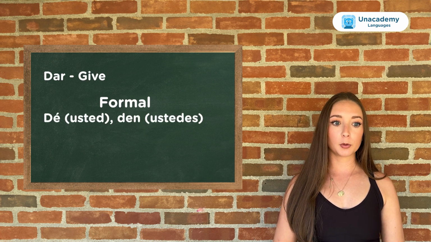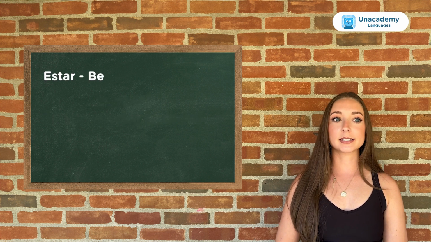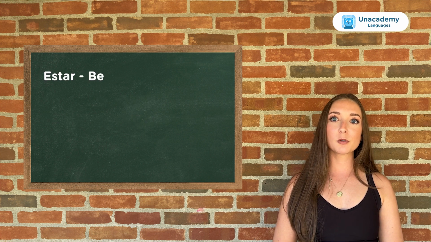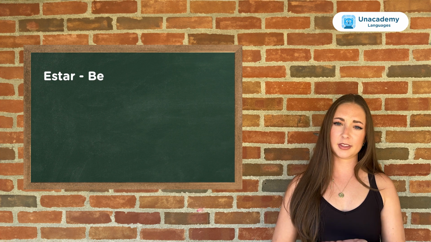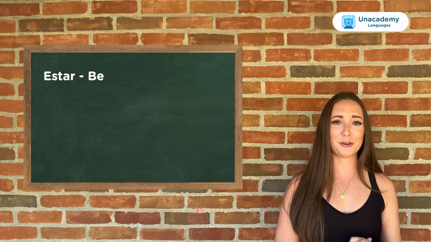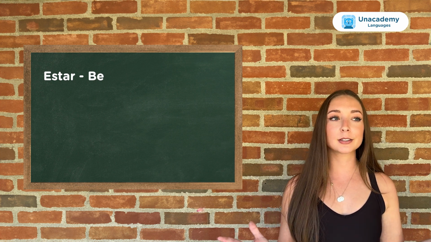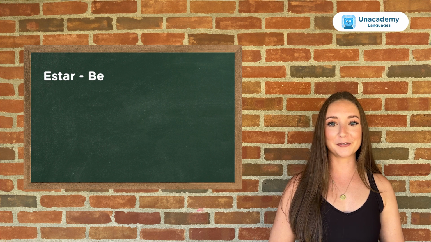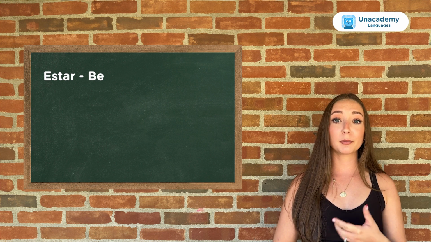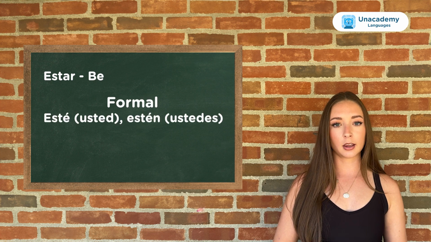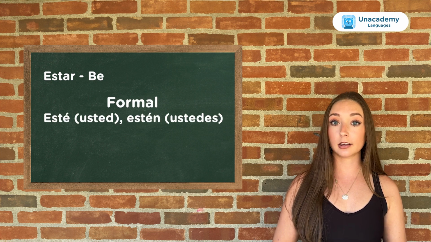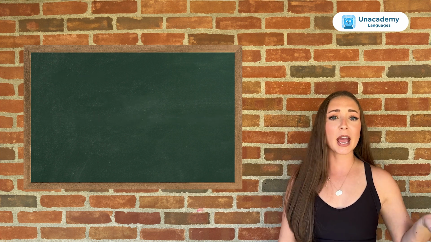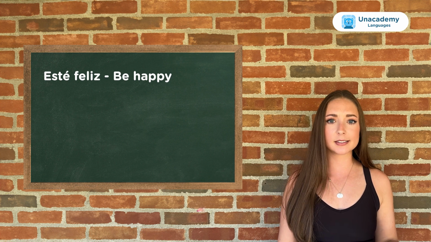Our next irregular is the verb dar. To use this in a formal usted command, you would use dé. Another one is the verb estar, because this one doesn't really follow the start with the yo form. It's irregular, hence the reason it's in the irregular part of this video. So if I wanted to use the verb estar in a formal command, I would say esté, with an accent on that last E.